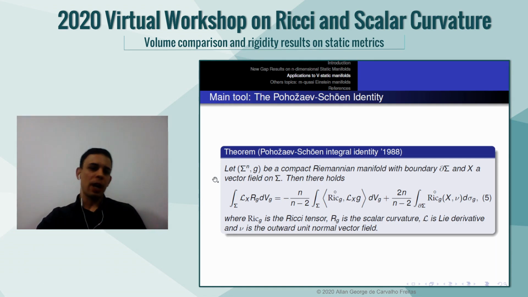And this type of identity is well suited to our case because in our case we have constant scalar curvature, so the Bianchi identity simplifies. And if you choose X exactly as the gradient of the V-static potential, we have a relation between the Hessian and the Ricci traceless tensor, okay? So we have an important relation here.